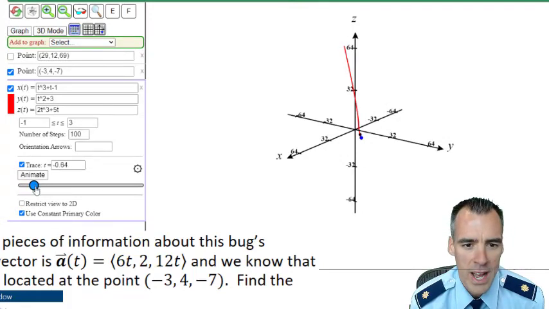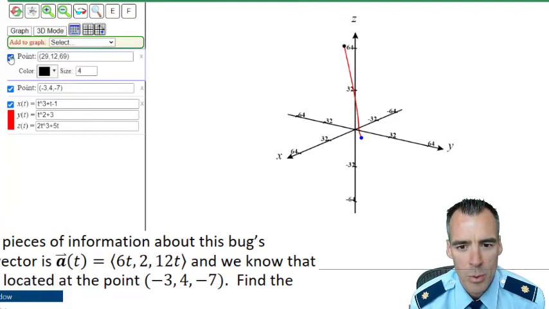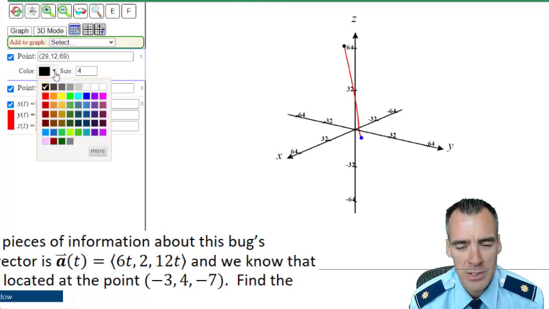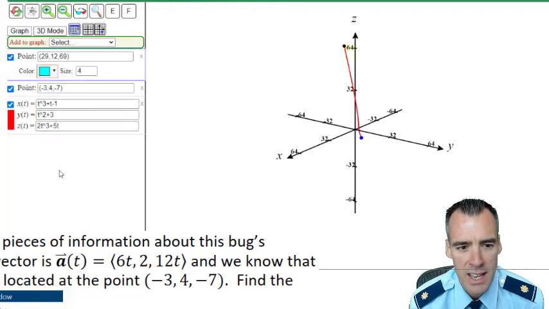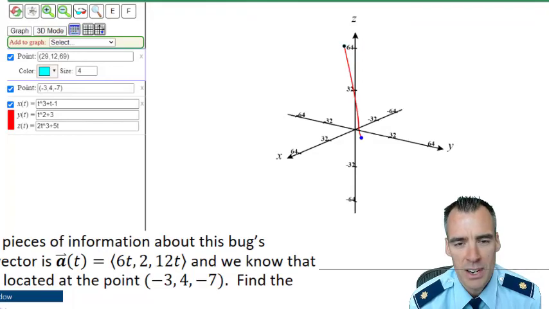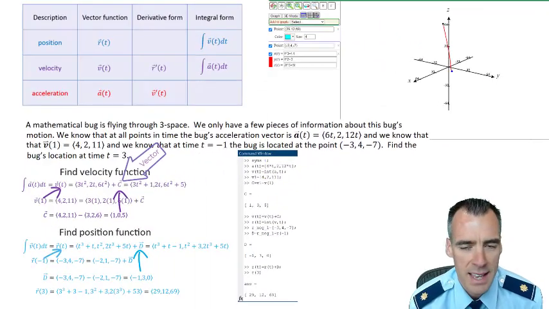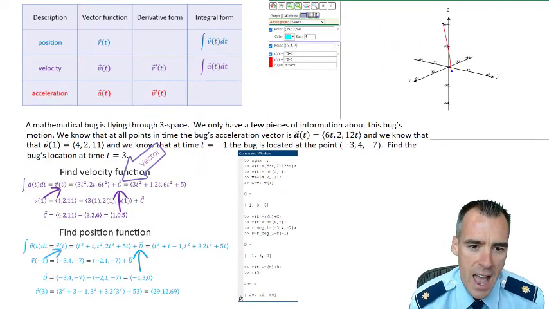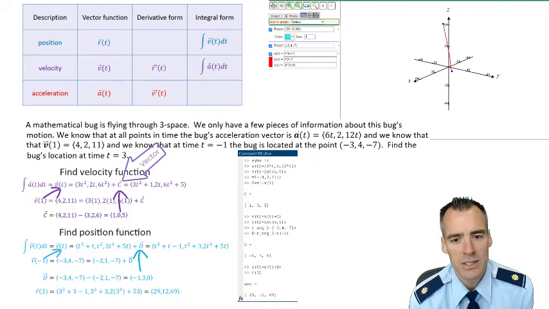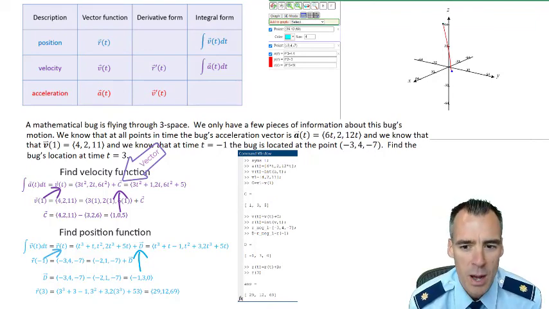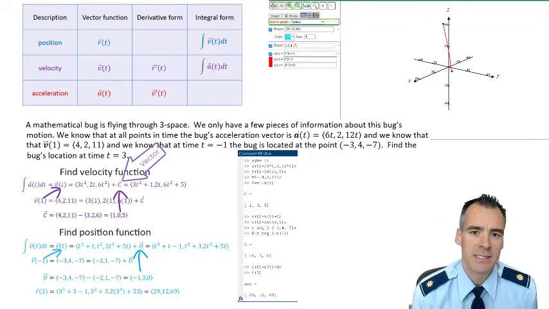Now let's check that final answer we got. So if we go ahead and ratchet our t up to 3, we should see that when t equals 3, it traces over that point 29, 12, 69. That was our final solution, which is shown by that magenta dot. And we see that it does trace over it, so it looks like this checks out. So graphically, we just kind of confirmed that this makes sense. And that is how we can use some calculus and algebra to solve a 3-space problem involving position, velocity, and acceleration.